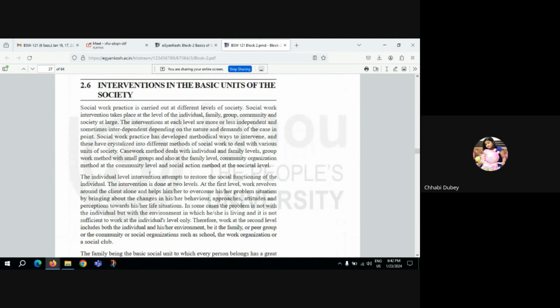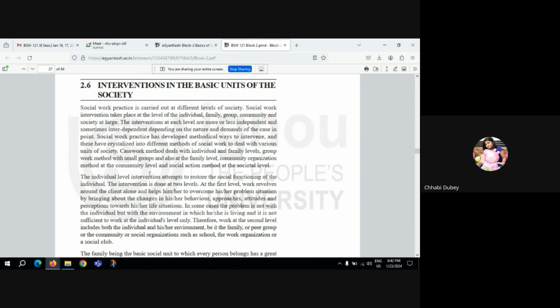Now, here we come to how we can intervene in the basic units of the society. Generally, we know that social work is carried out at different levels. We can intervene at the level of individuals, at the family level, the group level, the community level, and the society at large. And these interventions at each level are more or less independent, and sometimes they are quite interdependent depending upon the nature and demands of the situation.